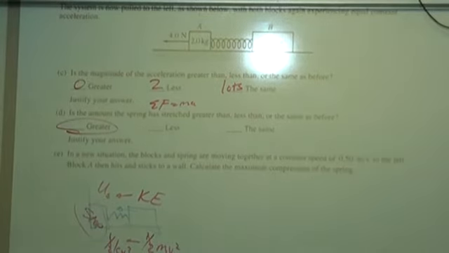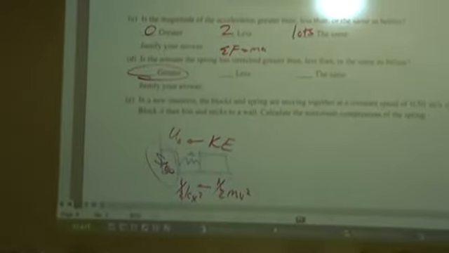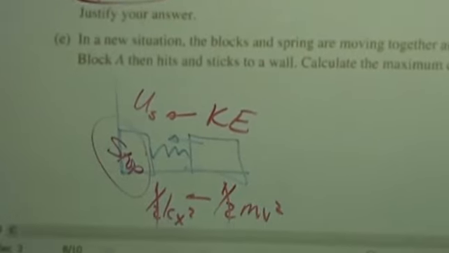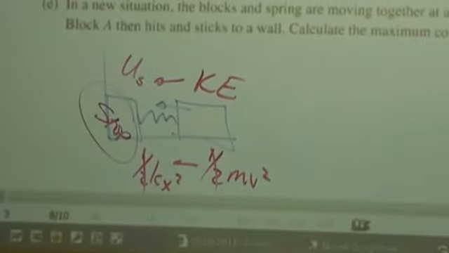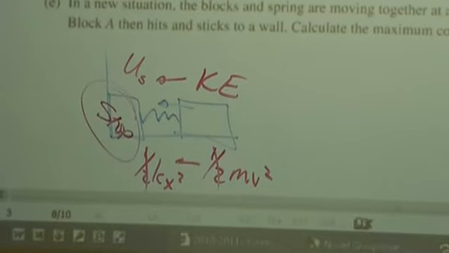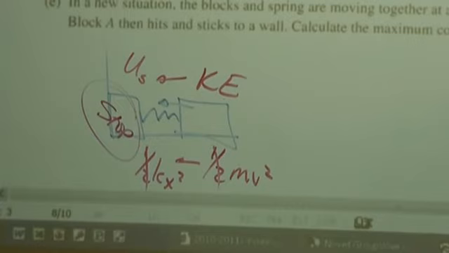Wait, velocity? Yes, they gave you the velocity. And this is assuming which one's first? A is first. They gave the spring constant at the very beginning. All right, so x turns out to be 0.16 meters.